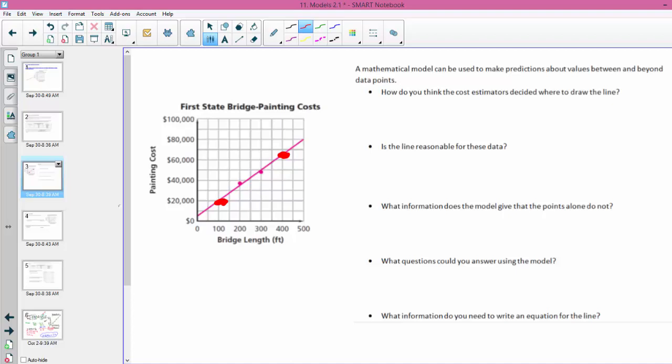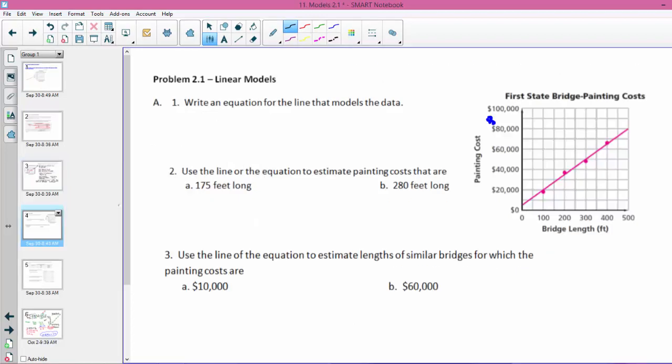And we could answer the first couple questions first here. So how do you think they decided where to draw the line? In an equation, I'm going to go ahead and write the 2 points. So 100 gave 18,000 and 400 gave 66,000. Again, these are the 2 points that I thought the line hit the best, but that's not necessarily the 2 points that you thought the line hit the best.